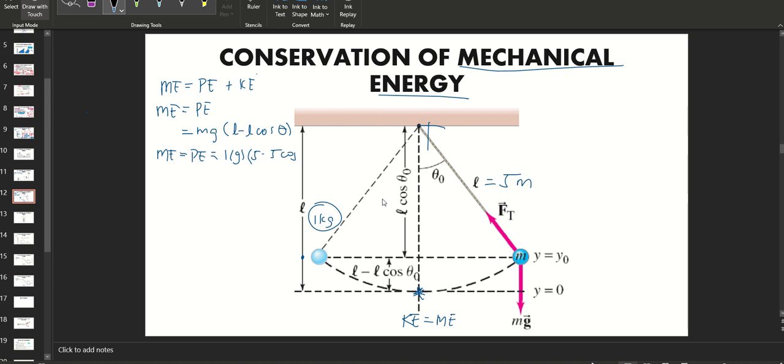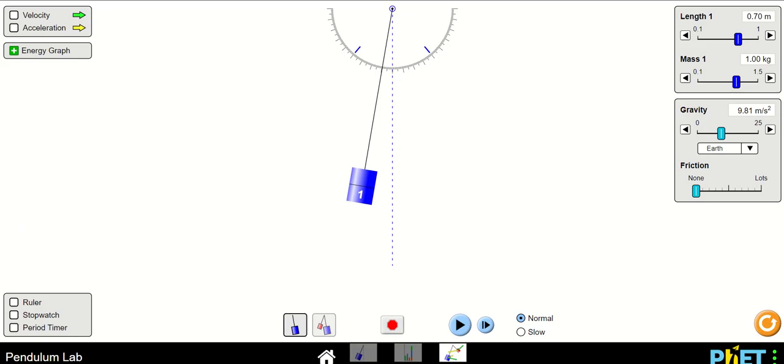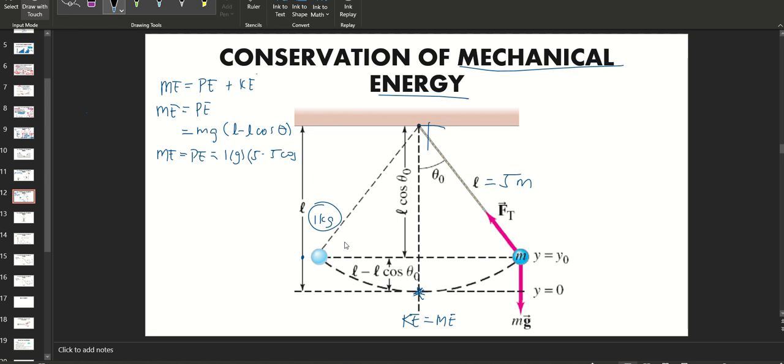Tayo na magsiset for this time, kasi tayo naman talaga ang humihila ng pendulum eh. So tayo na lang magsiset. Na-get nyo ba? Set natin na, sabihin natin na 40 degrees. Okay? 40 degrees. So, what is the potential energy, mechanical energy at this point?